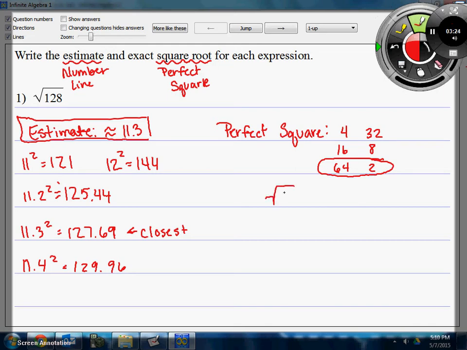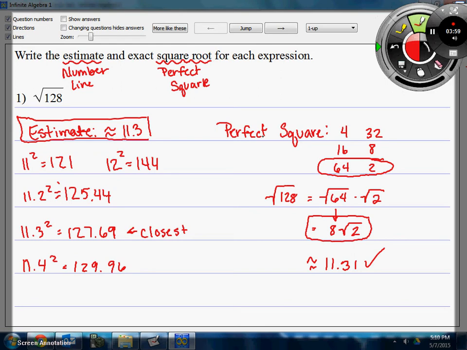So I can say the square root of 128 is the same thing as the square root of 64 times the square root of 2. Well, the square root of 64 is 8, so 8 times the square root of 2, and you're going to bring that down. If I want to check my work, it should be pretty close to 11.3. If I say 8 times the square root of 2, I get 11.31, which is correct. So 8 times the square root of 2 is my correct answer.